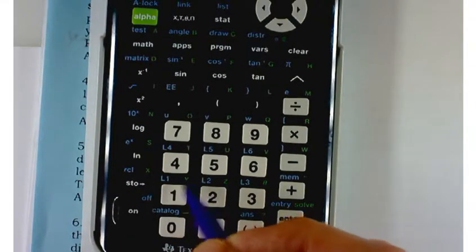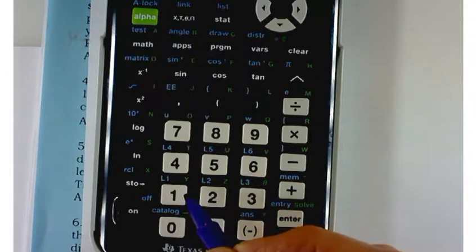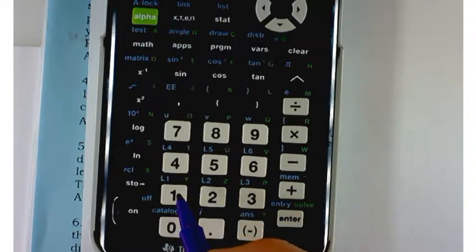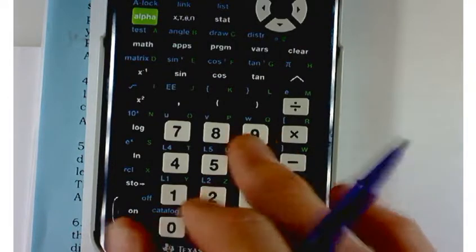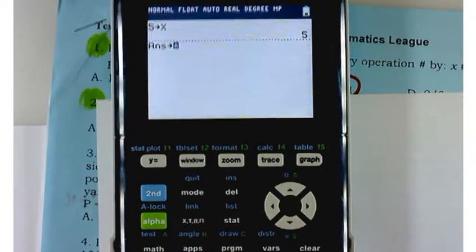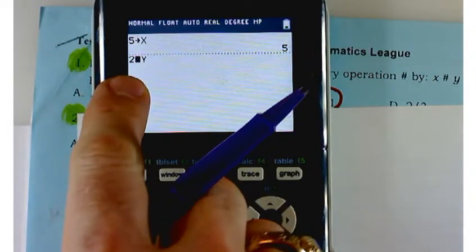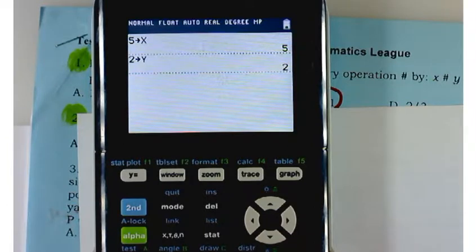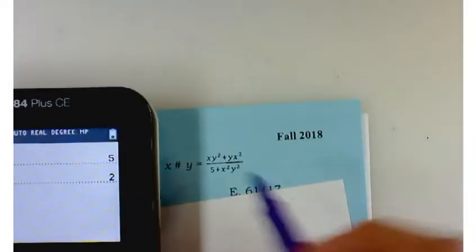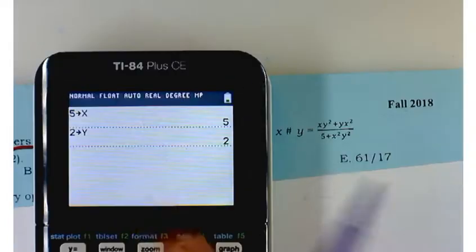If you look right above the 1, above and to the right, that's where Y is. To get to that key, I need to hit the green alpha key. So I'll hit alpha and then a 1. Oops. Actually, somehow I got a 2 there. There we go. So 2, store in Y. And now I'm going to let my calculator do all the work for me of X, Y squared, and all that other stuff defined by this operation right here. Now let me just pause, make sure, has everyone got X and Y stored appropriately?